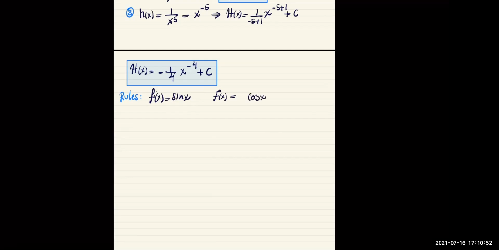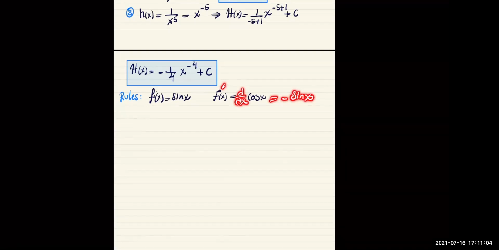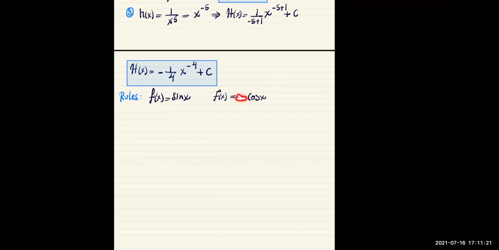If I take the derivative of cosine, I end up with negative sine of x. I don't end up with sine x itself. I have a negative in front, and I don't like that. I want that negative to cancel out, so I put a negative in front. Now when you differentiate the negative of cosine x, you get positive sine x. So the antiderivative of sine x is negative cosine x.